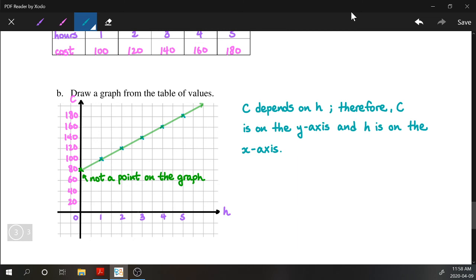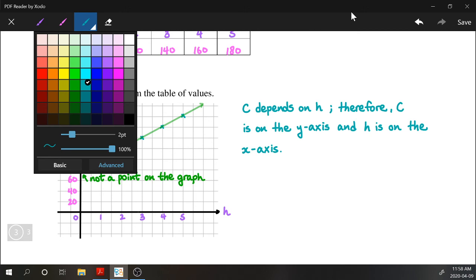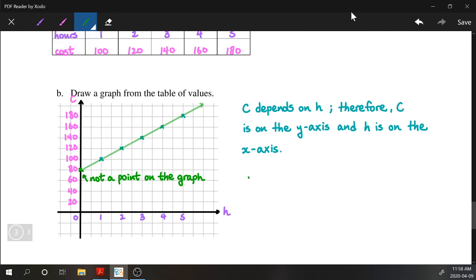Imagine if you rented the photo booth for 0 hours, the base cost would be $80. We're going to write that as an equation now, and that is to say cost is equal to $20 multiplied by the number of hours plus the base cost of $80. So if we were to label this, 20 is the hourly rate and 80 is the base cost for the whole operation.